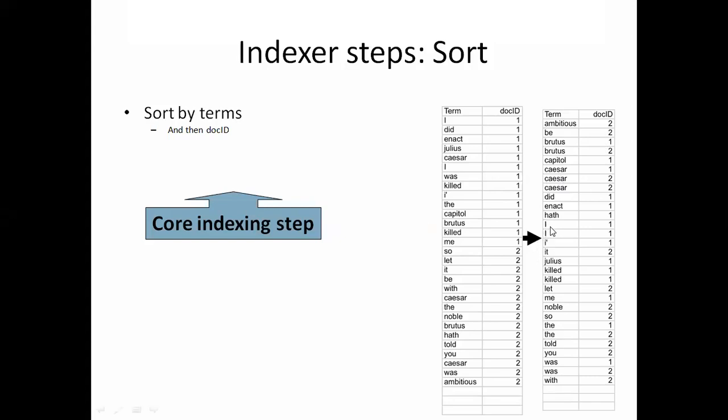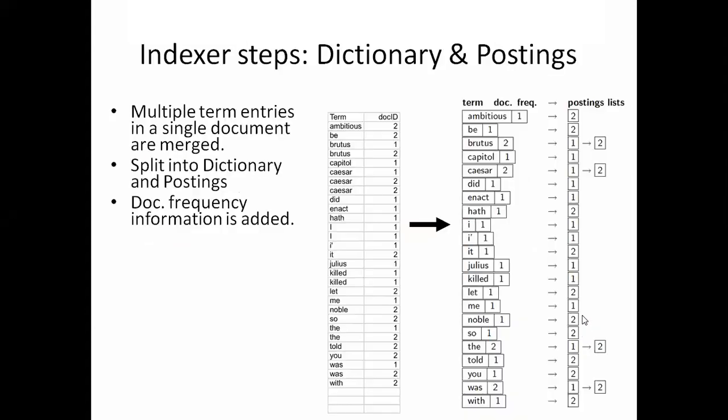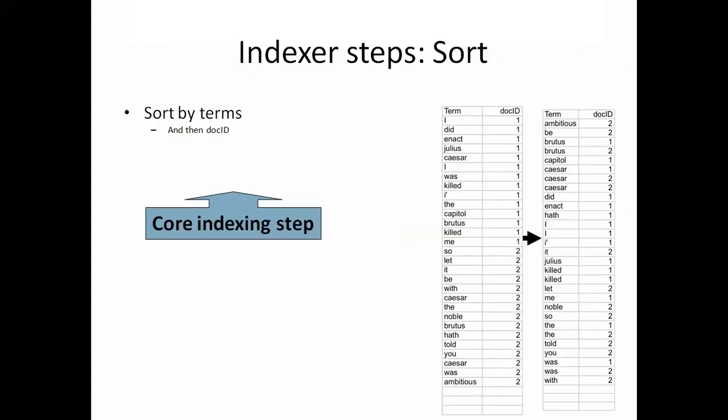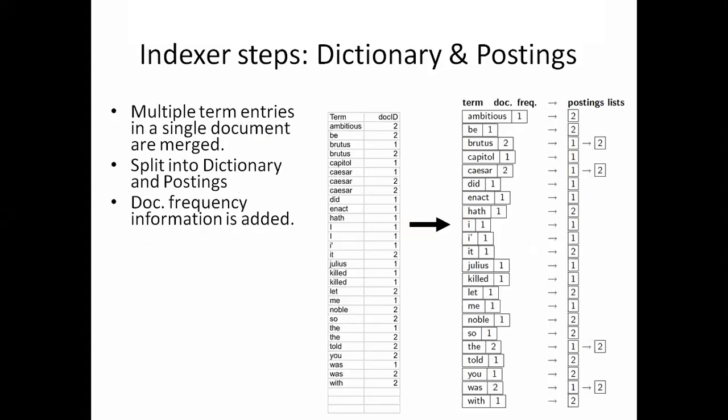Suppose here I appears 3 times, so that's why we have written 3 times 1. Killed appears 2 times, that's why 1. In this way we prepare this one. So this one is okay. Sort by term, and then document ID. Yes, this one is okay. Yes, sir.